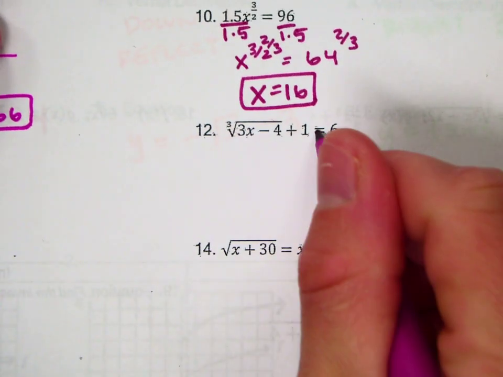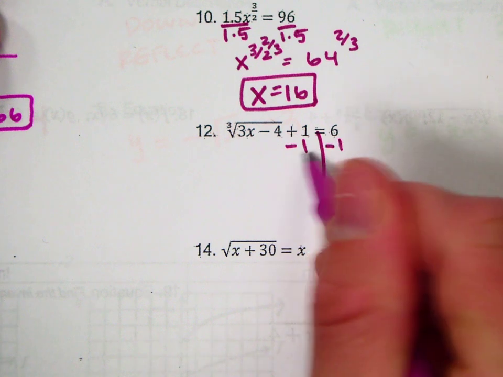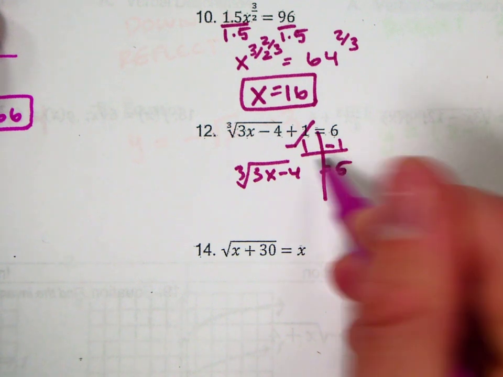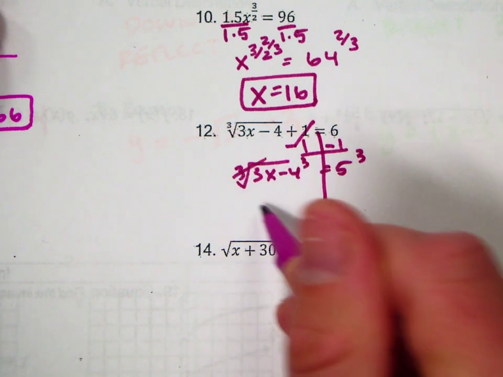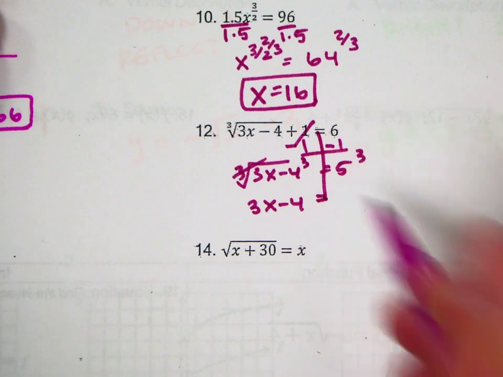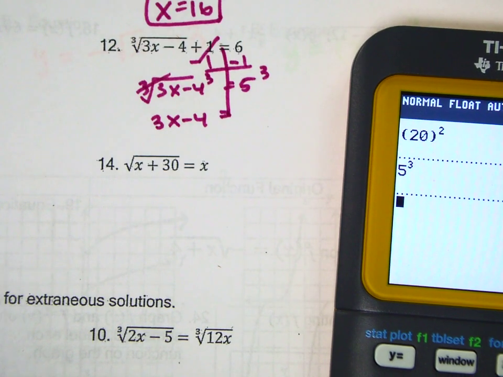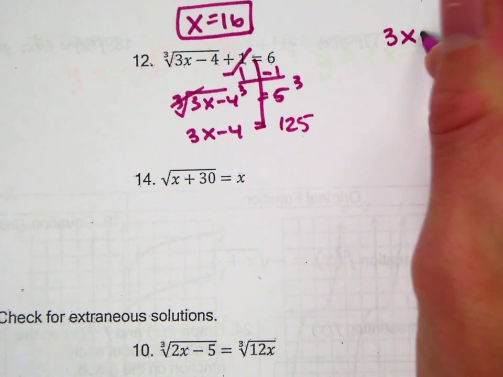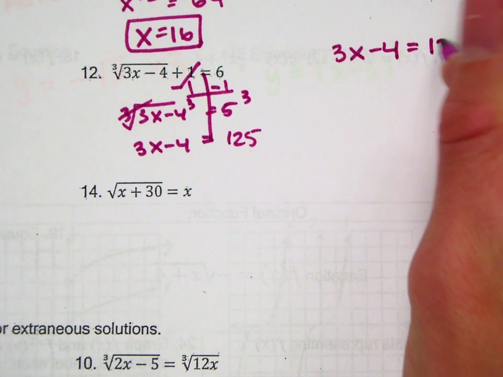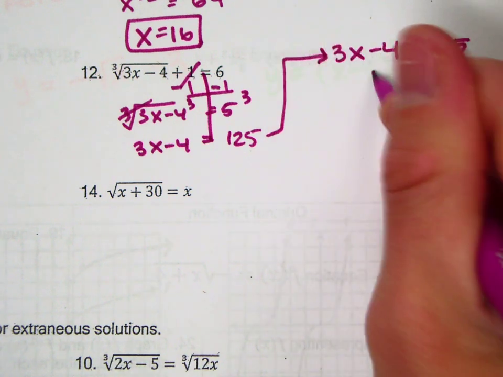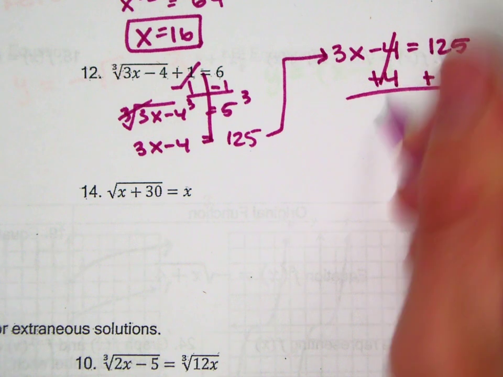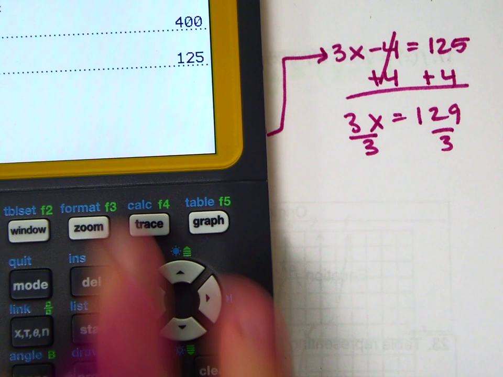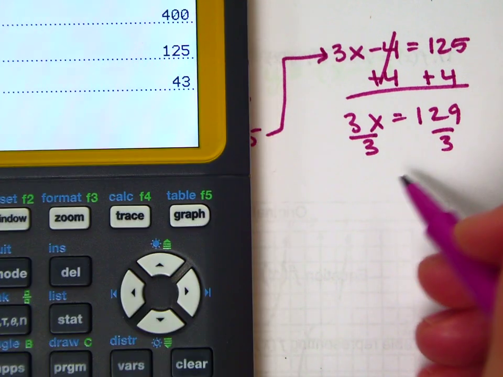All right, over here, first I'm going to minus 1. And that gives you 5. Then I'm going to cube it to get rid of the cube root. So 3x minus 4 is going to be, let's see, 5 raised to the 3rd power is going to be 125. I'm going to move this over here because I don't have space. All right, so then add 4. 3x equals 129, and then divide by 3. So 129 divided by 3 is 43.